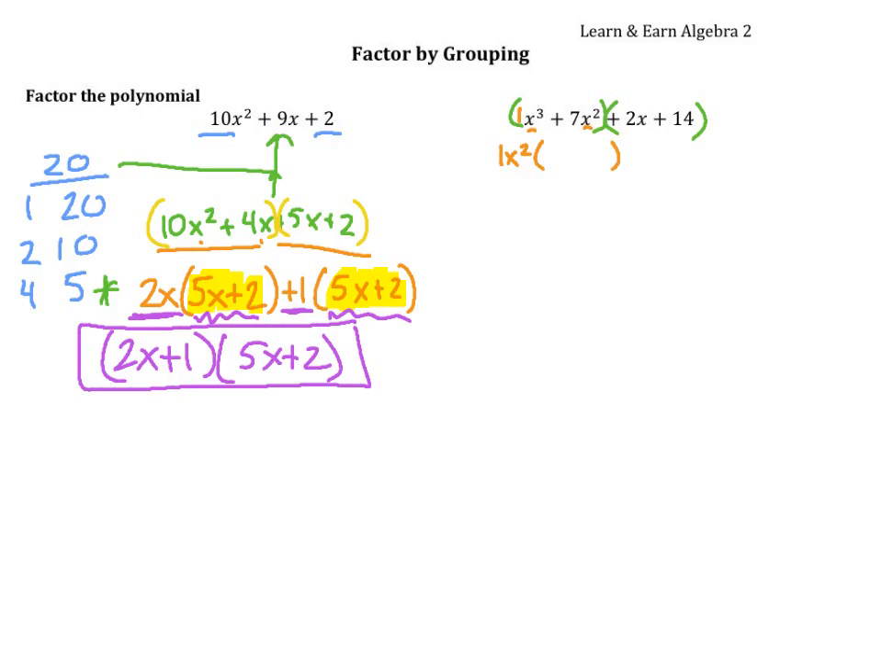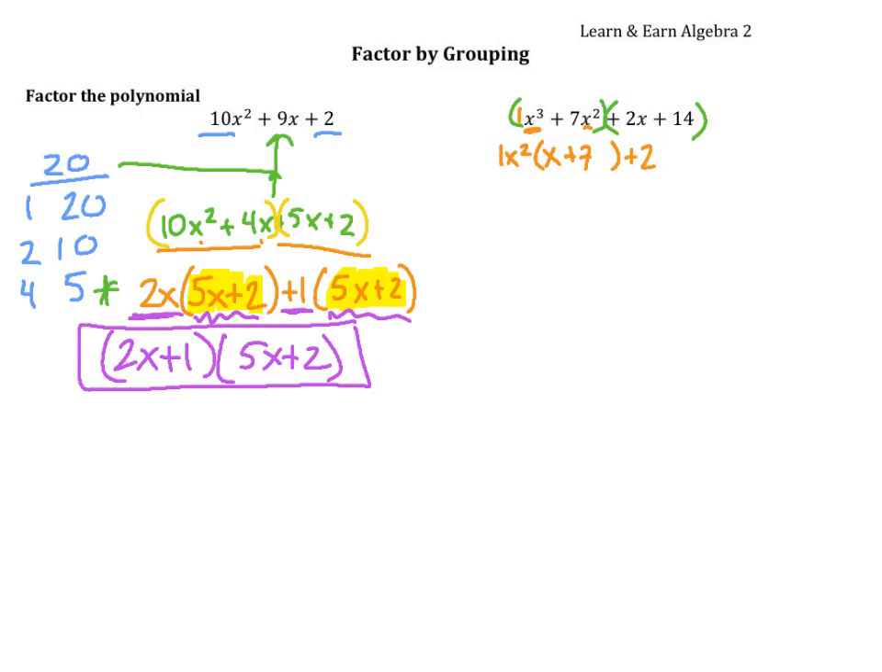Now I've got to figure out what's left. I started with 3 x's here and I pulled out 2, so I'm left with 1. And then over here, I didn't pull out the 7, so that stays. I pulled out 2 x's, so I have no x's left. Now for the second group, I have 2 and 14. Well, 2 goes into both of those, 2 and 14.